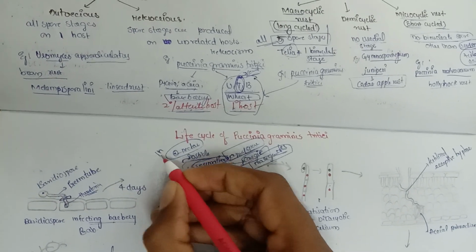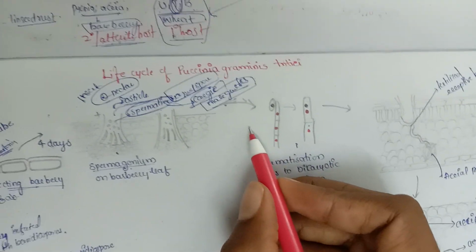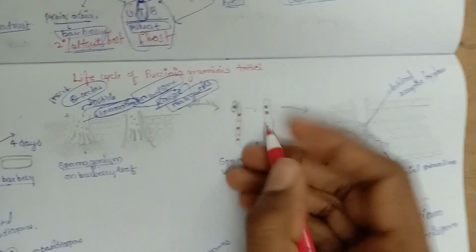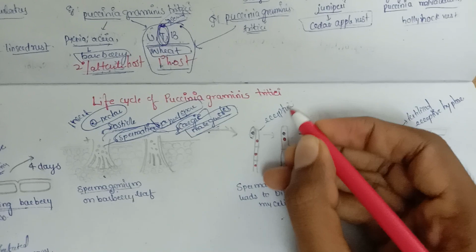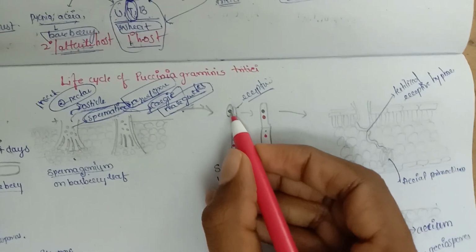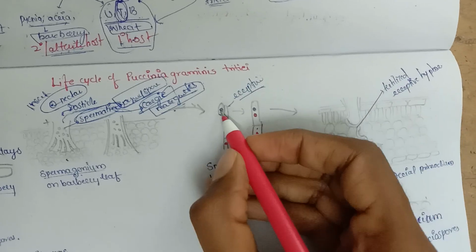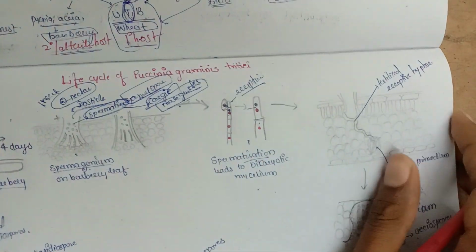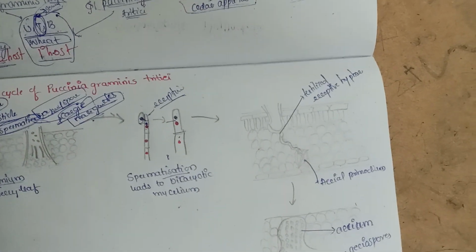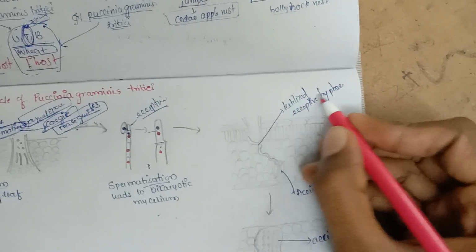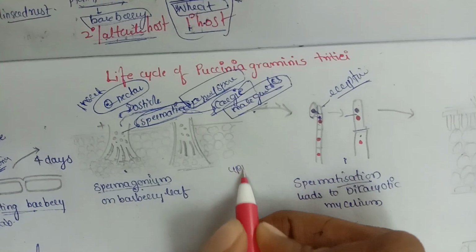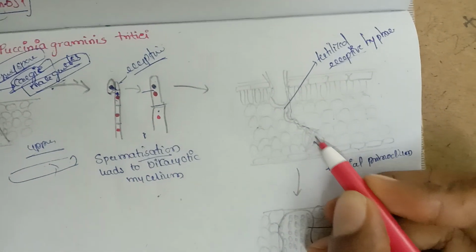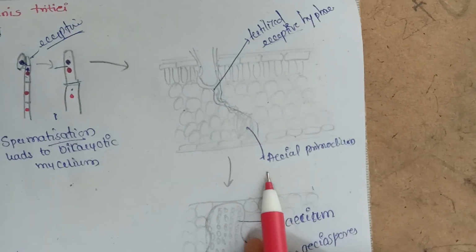Insects will help in the dispersal of the spermatia, and the spermatia reach the receptive hyphae and undergo spermatization, which means the spermatia nuclei will enter into the receptive hyphae and lead to the dikaryotic mycelium. And after that, this fertilized receptive hyphae, the spermatia is on the upper epidermis, on the upper surface of the leaf, and in later stages this will spread downwards and produce the aecial primordium.